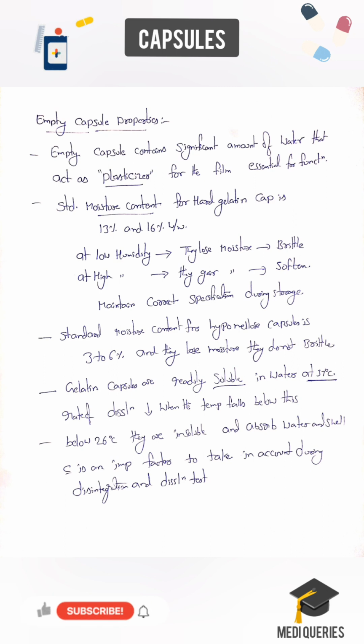become brittle. Gelatin capsules are readily soluble in water at 37 degrees centigrade, and the rate of dissolution decreases when the temperature falls below this. Below 26 degrees centigrade, they are insoluble and absorb water and swell, which is an important factor to take into account during the disintegration and dissolution tests.